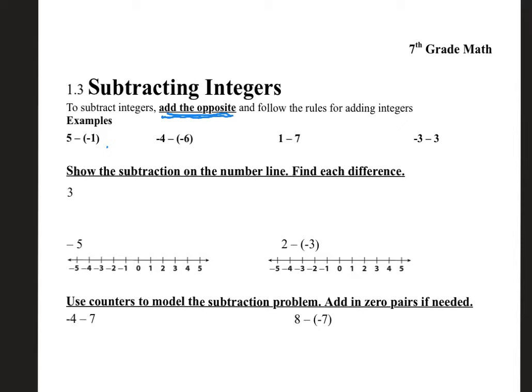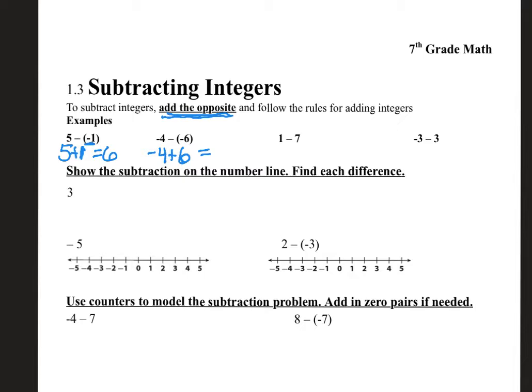If I have 5 minus a negative 1, I'm going to add instead of subtract. And since my 1 is negative, I make it positive. So I have 5 plus 1, which equals 6. On the next example, I start with my negative 4, because I never switch my first number. It's always the second. I'm subtracting, so I add, and the opposite of negative 6 is a positive 6.